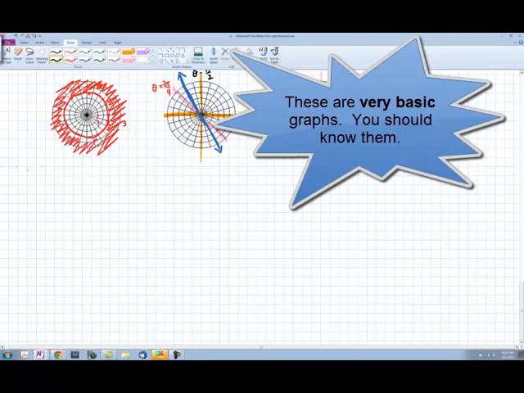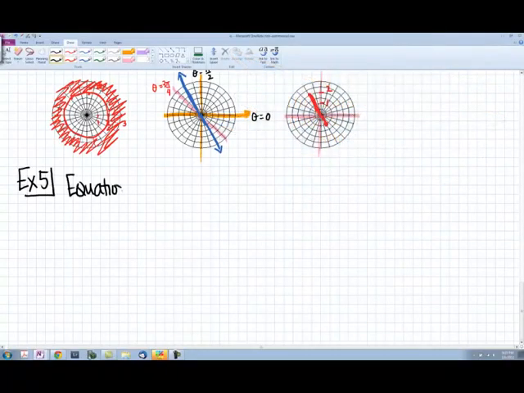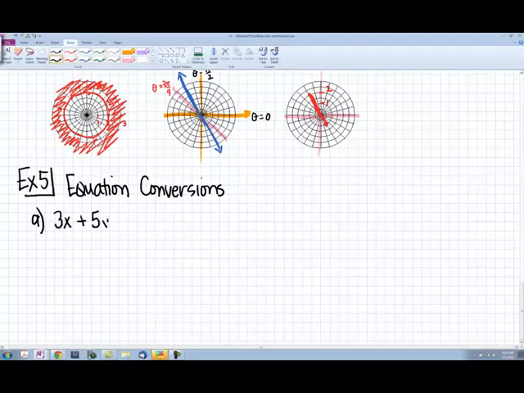One of the last things we need to work on is converting equations. So previously we already did point conversions from rectangular to polar and from polar to rectangular. Well, now we're going to focus on converting equations over. So let's say we have a rectangular equation, 3x plus 5y minus 2 equals 0. This is the graph of a line. This is a linear equation. But we want to turn it over into polar form.